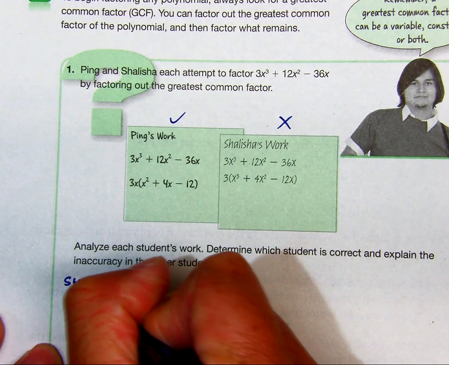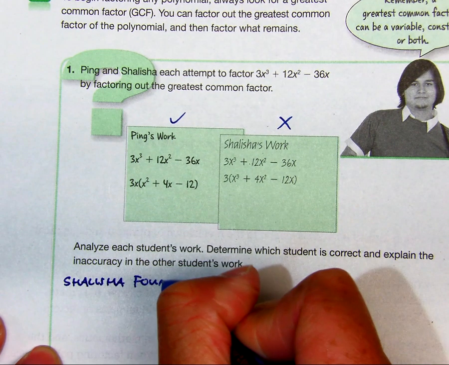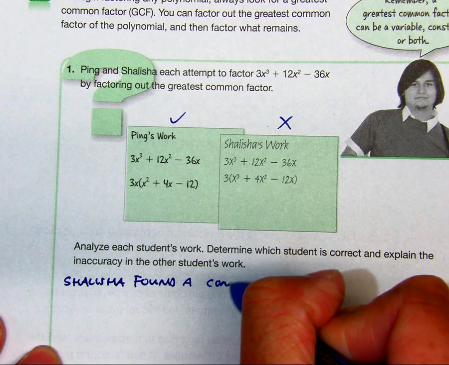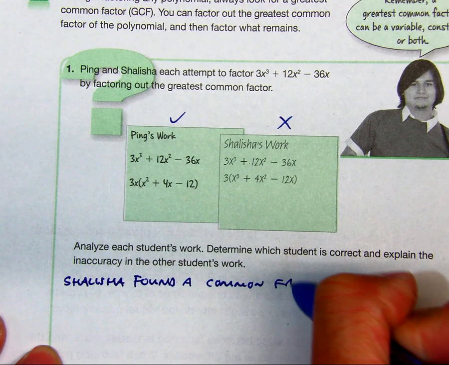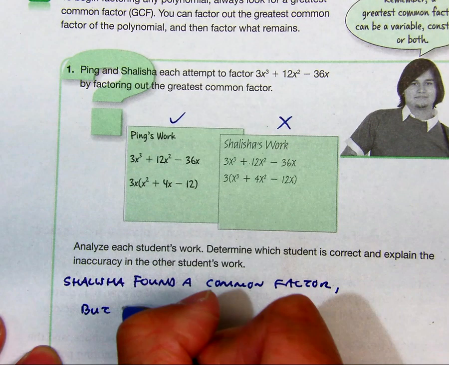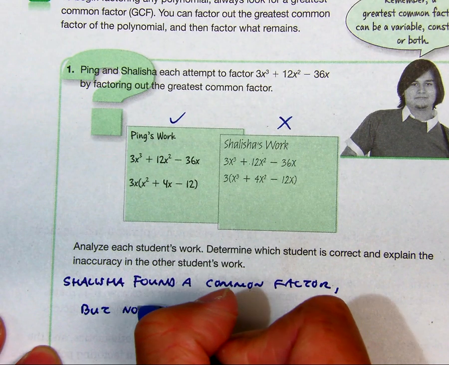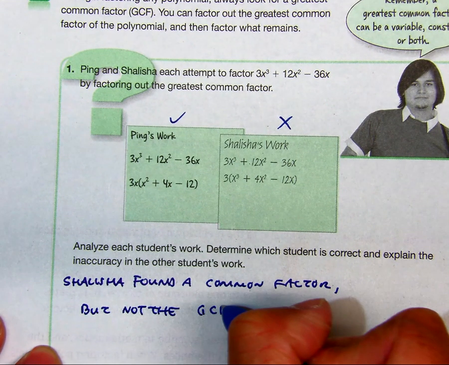So Shalisha found a common factor, but not the GCF.